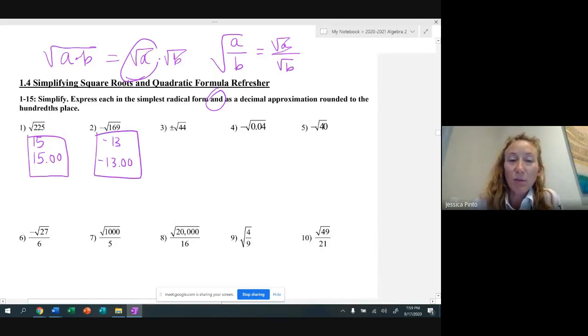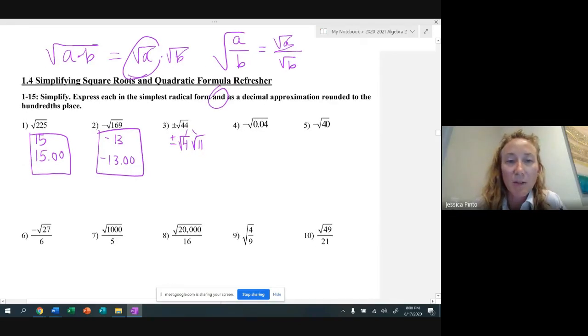Number 3 has plus and minus, so this is actually representing 2 different numbers: positive square root of 44 and negative square root of 44. 44 has 4 in it as one of the factors, 4 times 11. And just like I said before, I would want to put the perfect square part first. That's why I wrote the 4 here. 11 is not a perfect square, and so that's why I've written it second. And that will just be helpful later on if you can write it that way. You don't have to. It'll just make it a little bit easier.